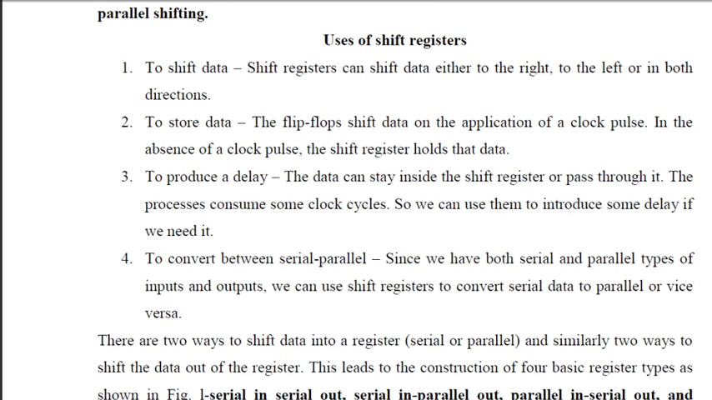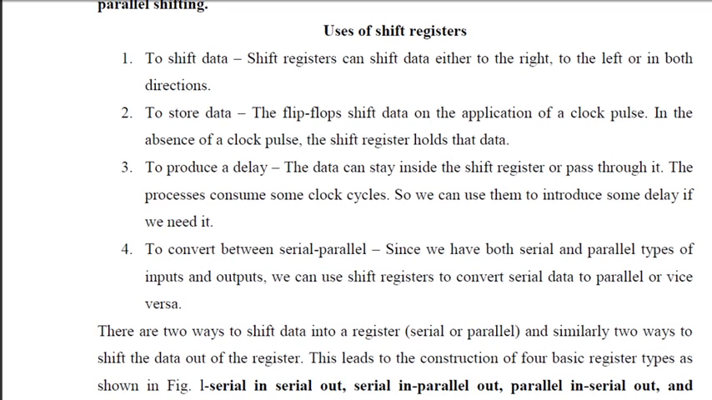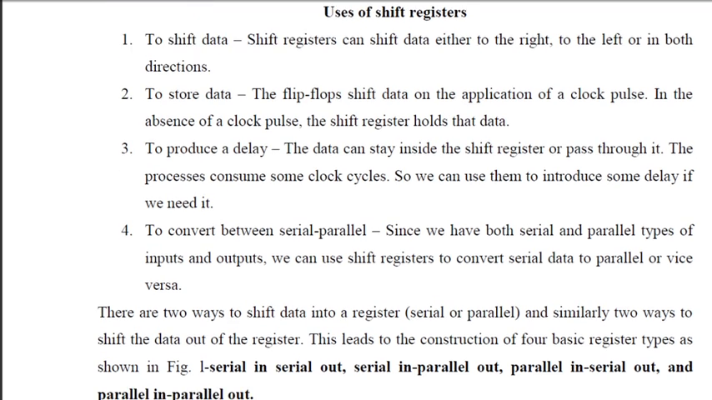The uses of shift registers are to store data, to shift the data left or right depending upon the requirement, and also to produce a delay. By using clock pulses, you can control the timing between different signals, so you can introduce delay. The fourth use is conversion: serial data can be converted into parallel data, and vice versa.